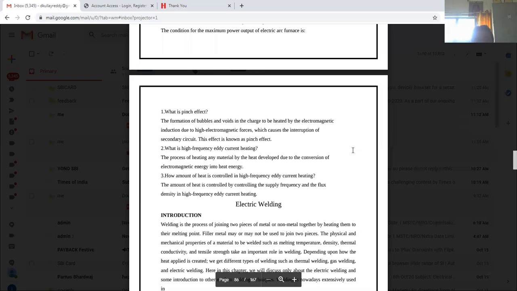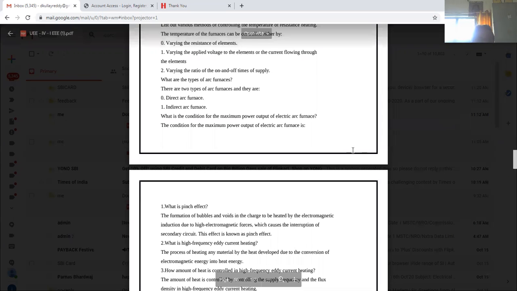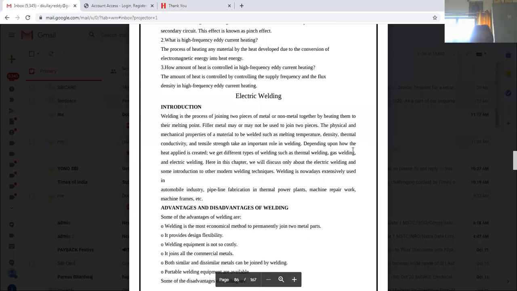These are different short answer questions related to heating processes. Next class we will discuss welding types.